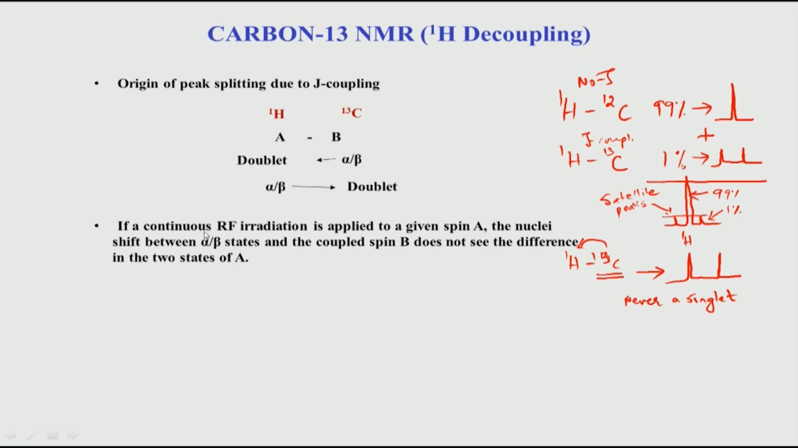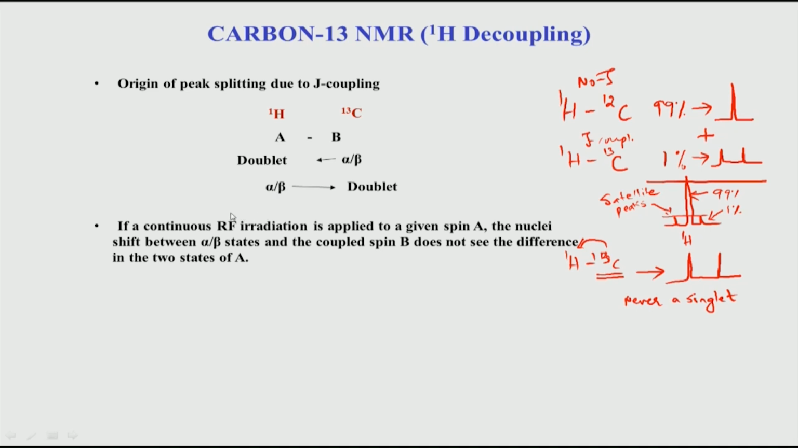What you do is apply a continuous RF irradiation to spin A. So, we want to decouple these two in a carbon spectrum. We are not looking at proton now, we are looking at carbon spectrum. In a carbon spectrum the doublet is coming because the proton has two possible spin states. So, how do I turn this doublet into a singlet? One way is to remove this alpha beta distinction. How do I remove the distinction between alpha and beta? Keep the population of alpha and beta levels the same.